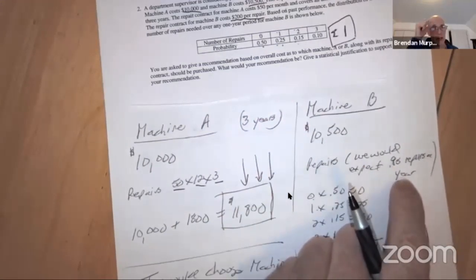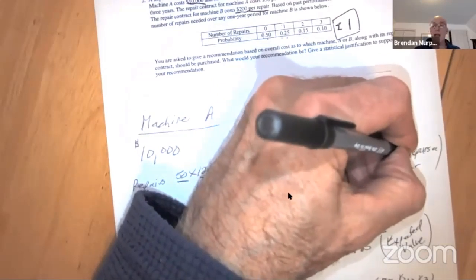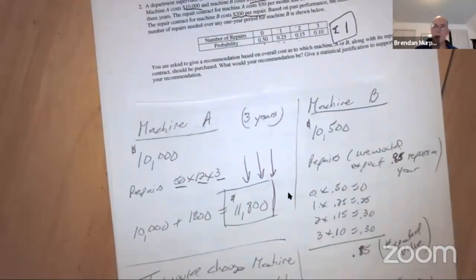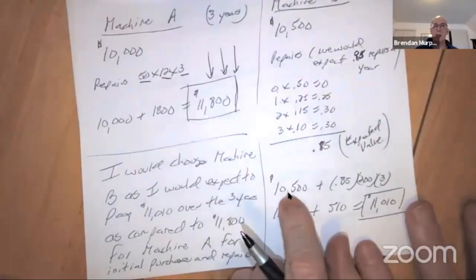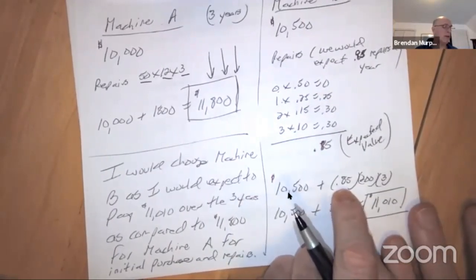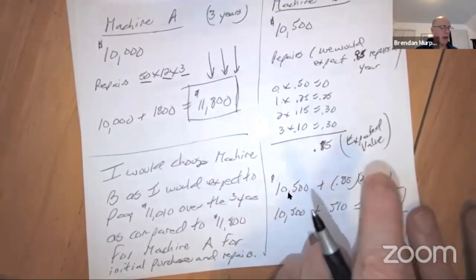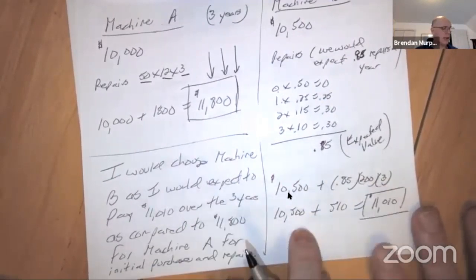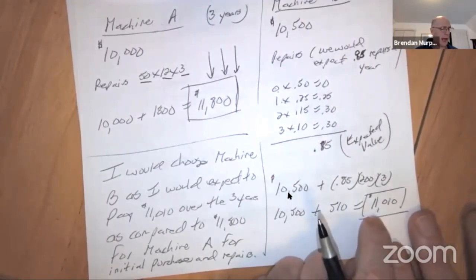We would expect 0.85 repairs a year. Now I mentioned, I think on Monday, we do not want to round that number. Students say, but Mr. Murphy, you can't have 0.85 repairs, and that's a true statement, but we do not round expected values unless specifically told otherwise. So there's my initial cost for machine B, and my expected number of repairs per year, 0.85. We were told it was $200 a repair, and we want to do this for 3 years. So when I did that math, I got 10,500 plus 510, which is 11,010.